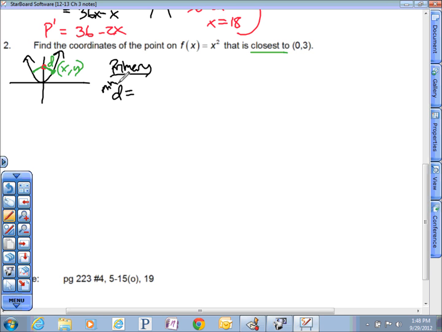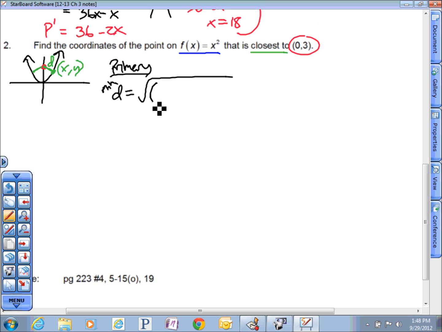My secondary equation is already given to me. It's right here: y equals x squared. So let's think about what your distance formula would look like. Distance formula, square root, quantity. One of the points involved is this red dot that I created at (0, 3). So let's take those values and plug them in.